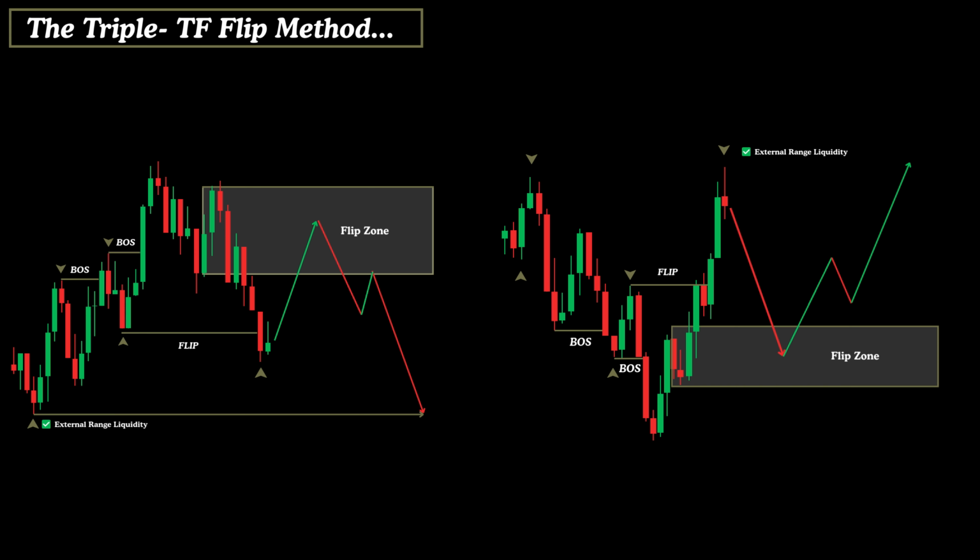Of course, it's not as straightforward as it sounds. Several key conditions must be satisfied before this setup becomes valid. So, let's make this perfectly clear with a price chart example.